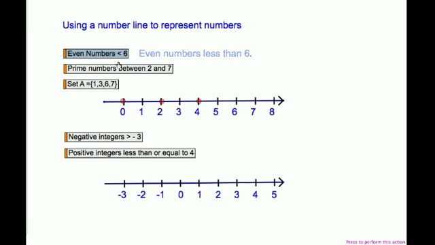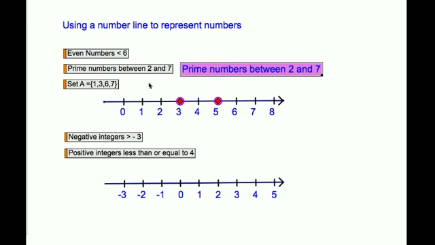Next, we look at prime numbers between 2 and 7. Once again, the word between means that 2 and 7 are not included in the set. The prime numbers in between are 3 and 5.